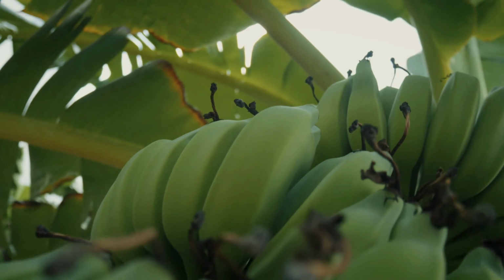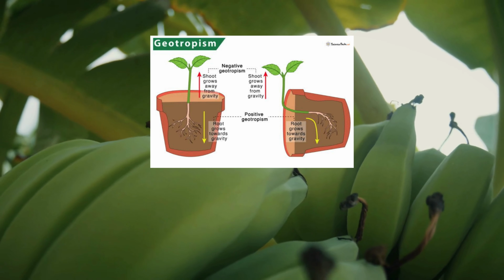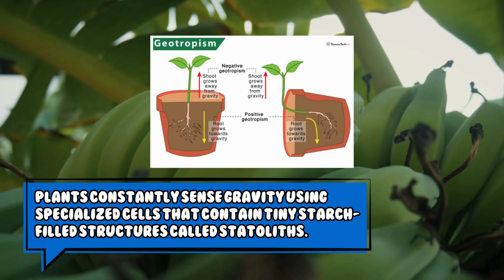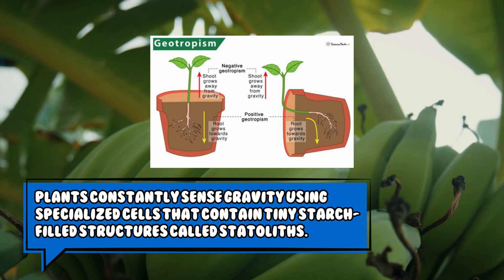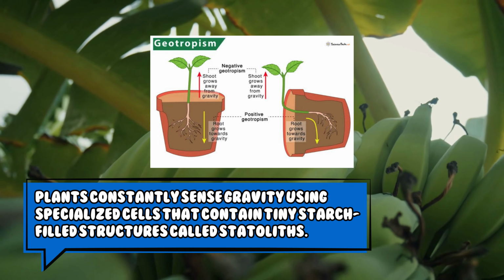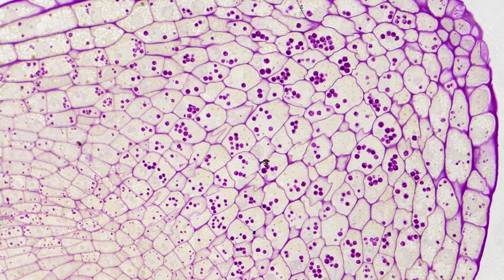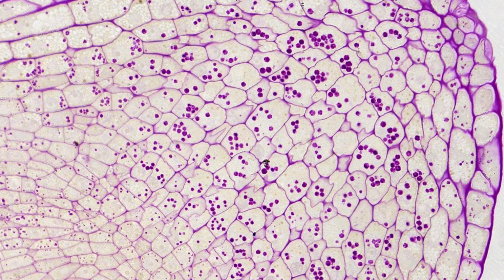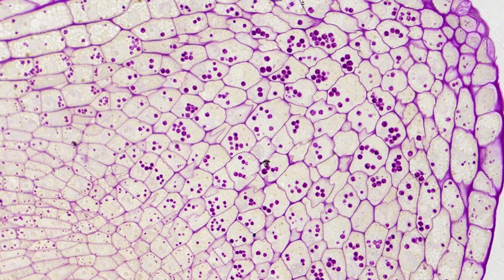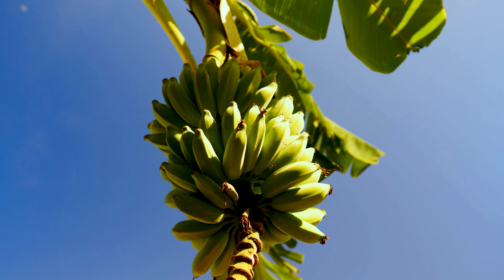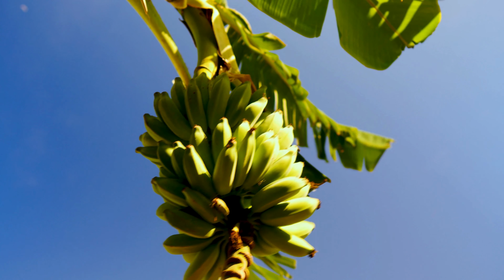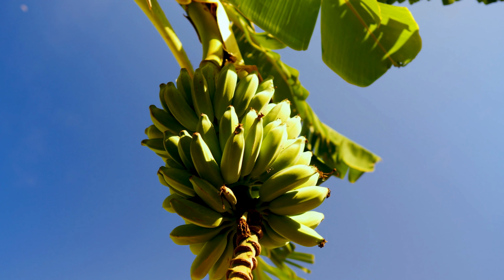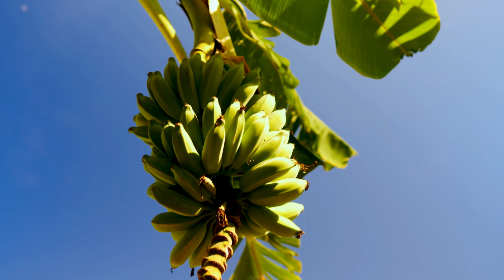The answer is something called negative gravitropism. Plants constantly sense gravity using specialized cells that contain tiny, starch-filled structures called statoliths. These microscopic particles settle toward the bottom of the cell, acting almost like biological spirit levels. They tell the plant which direction is down. Roots respond by growing toward gravity. Shoots respond by growing away from it.